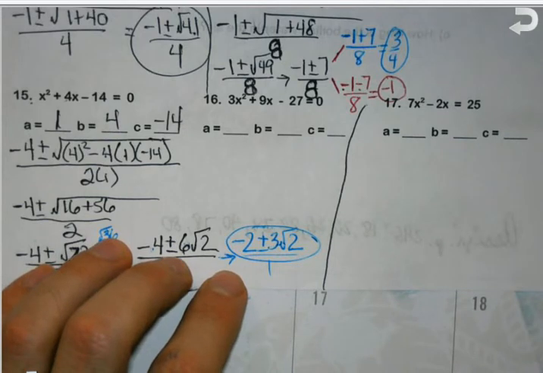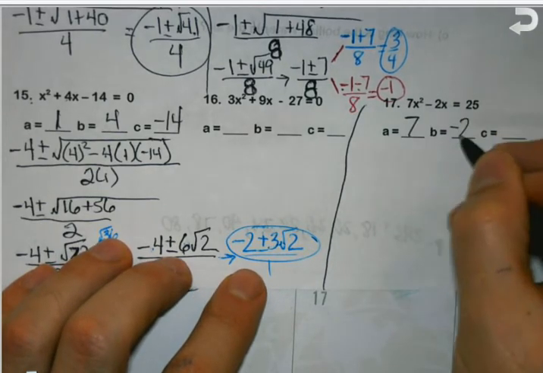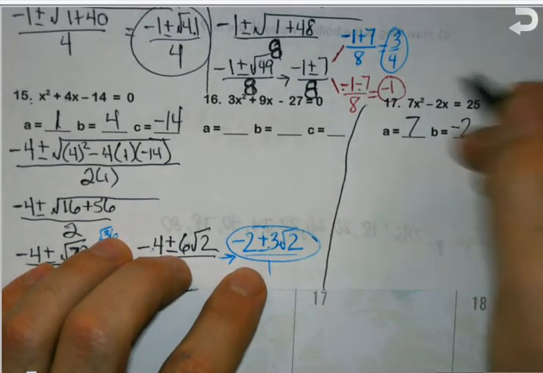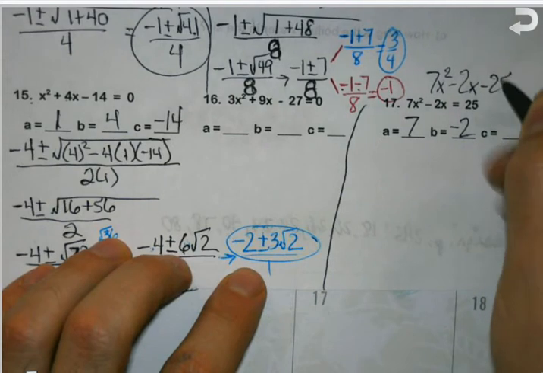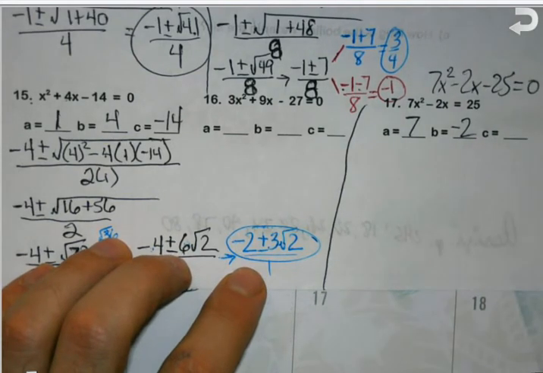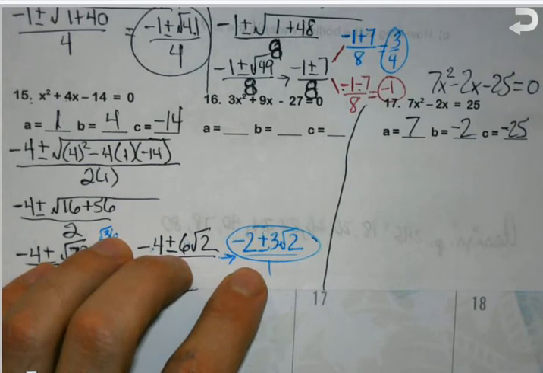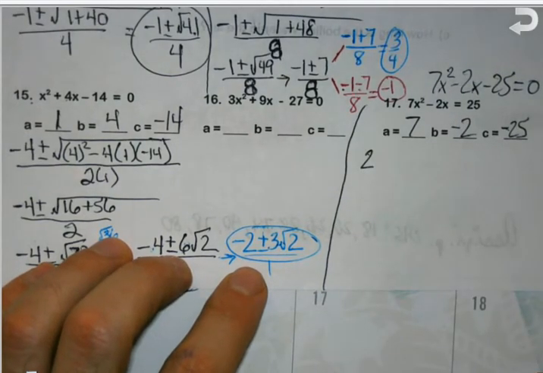All right, 17. My A is 7, my B is negative 2, and my C is negative 25, right? Negative 25 because, remember, all of my terms have to be on the x squared side. We've got to have equals 0 before we can start. So there's one thing we have to be careful of. When I go to start plugging this into the formula, remember, it's negative b, the opposite of whatever b is. So in this case, it's going to be positive 2.